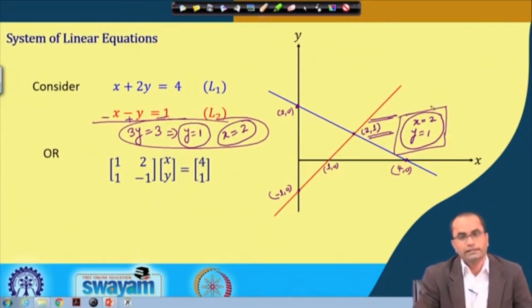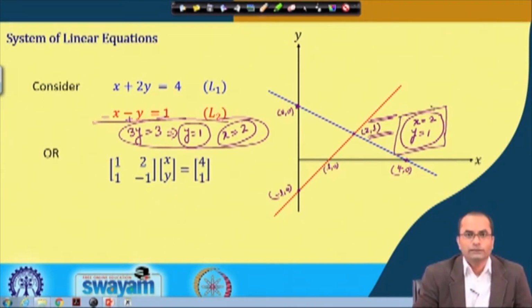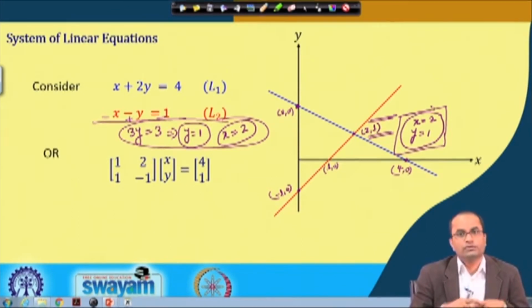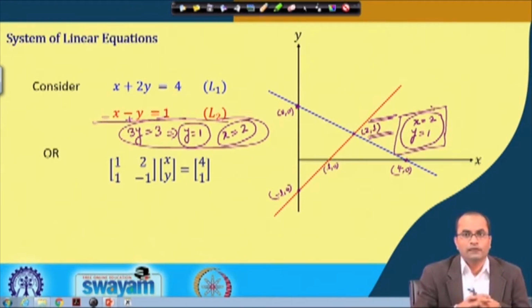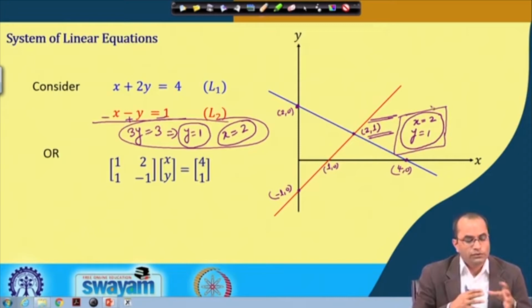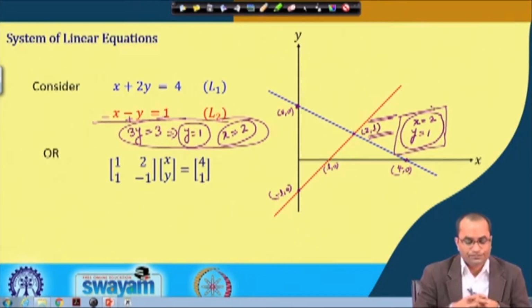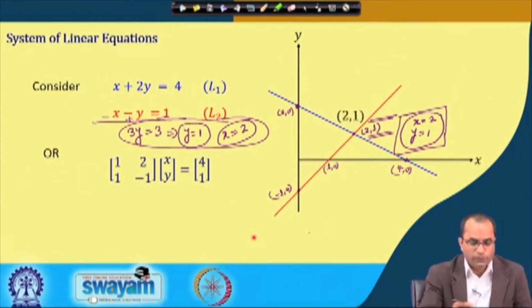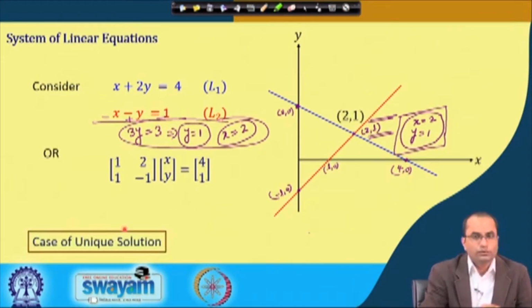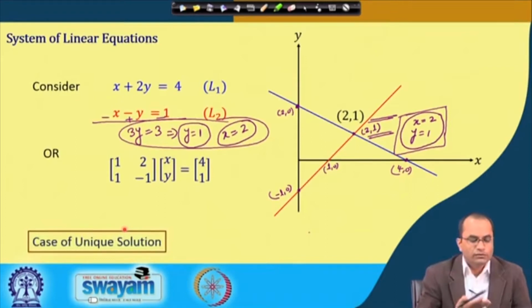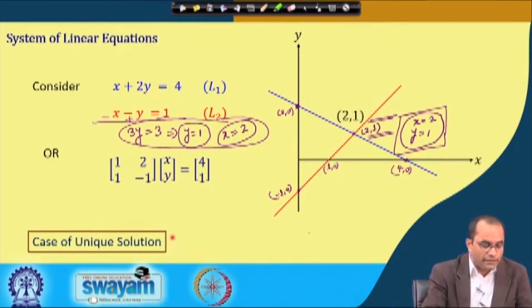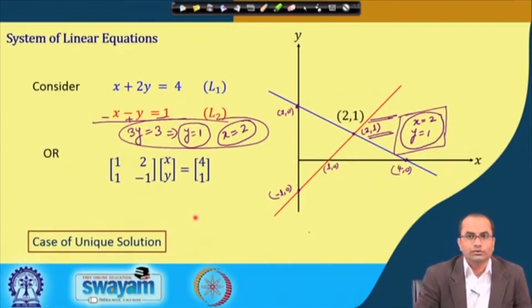So, precisely in this case we got a unique solution, because these two lines intersect exactly at one point. There is no other possibility to have a solution for this given system of equations, and this is what we call the case of unique solution. In this particular situation, when we have considered these two simple equations, we are getting a unique solution.